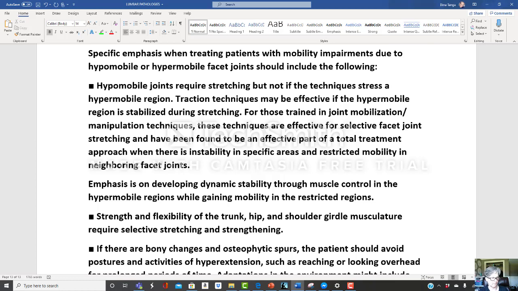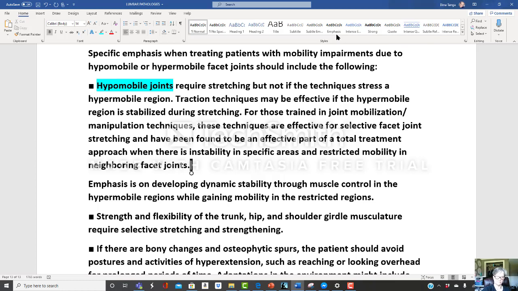Specific emphasis when treating patients with mobility impairments due to hypomobile or hypermobile facet joints should include the following. Hypomobile joints require stretching, but not if the techniques stress a hypermobile region. Traction techniques may be effective if the hypermobile region is stabilized during stretching. For those trained in joint mobilization manipulation techniques, these techniques are effective for selective facet joint stretching and have been found to be an effective part of a total treatment approach when there is instability in specific areas and restricted mobility in neighboring facet joints.